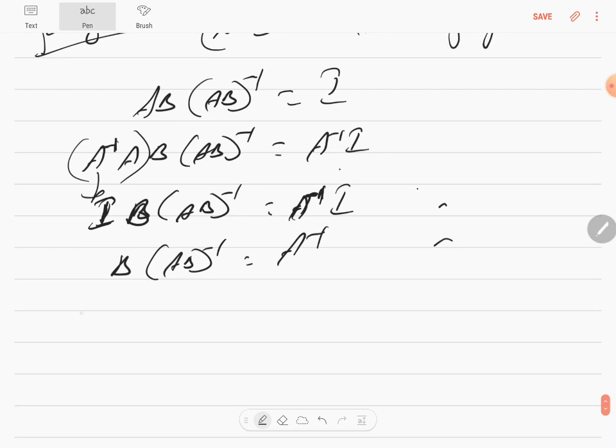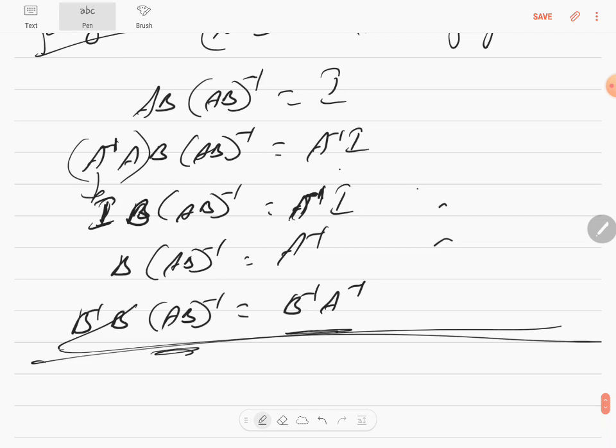Now multiplying both sides by B inverse. This itself is I. So thus you got (AB) inverse is B inverse into A inverse, a very, very important proof. So let's go to next.